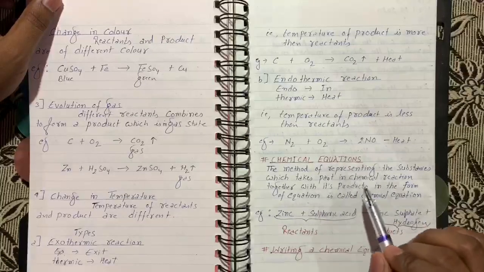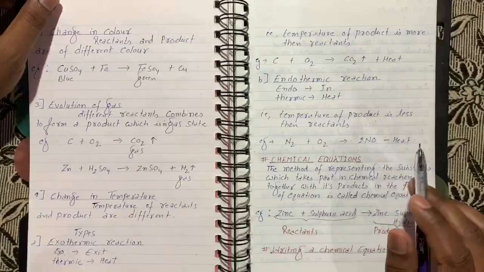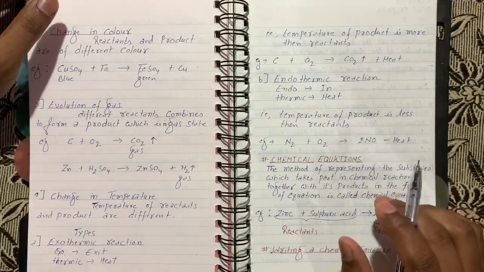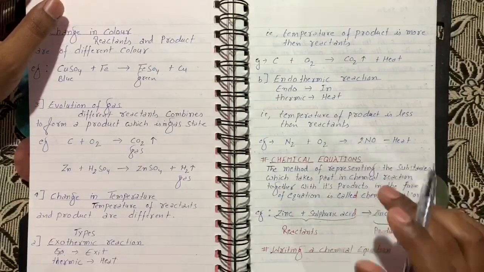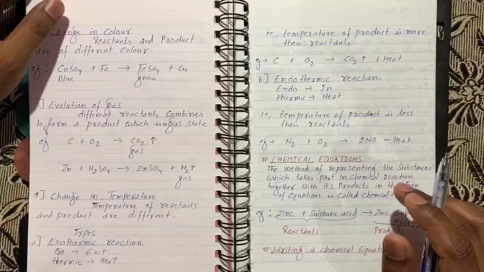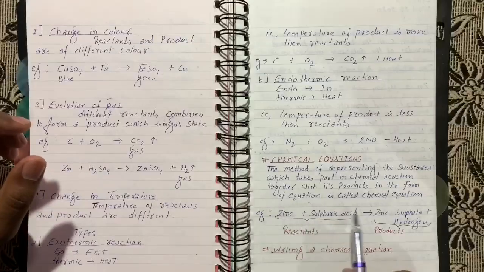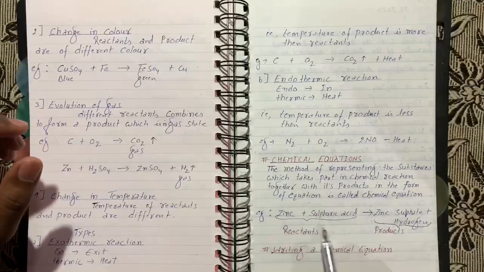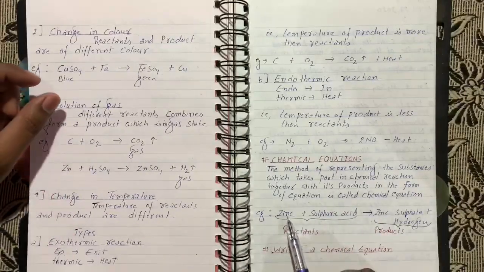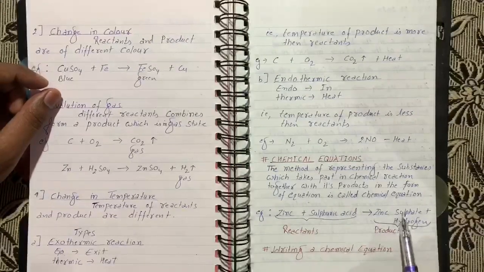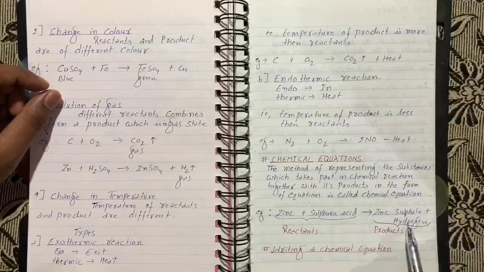It simply means that a chemical equation is, in a chemical reaction, whatever substances are going to react together, and the products which are going to be obtained as a result, that whole thing I'm going to write in the form of an equation. For example, when zinc reacts with sulfuric acid, zinc sulfate and hydrogen gas are obtained.